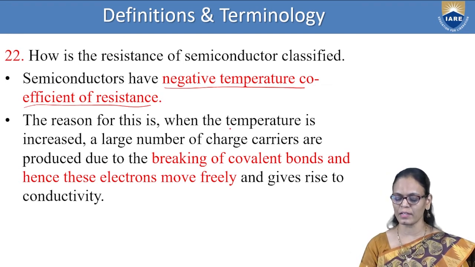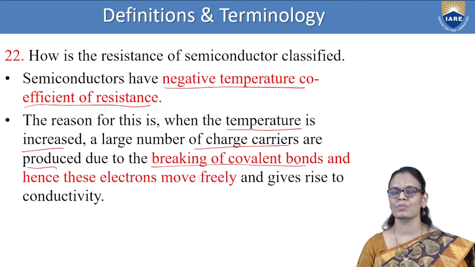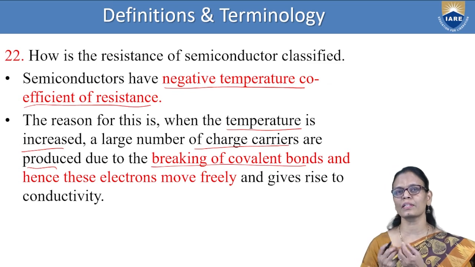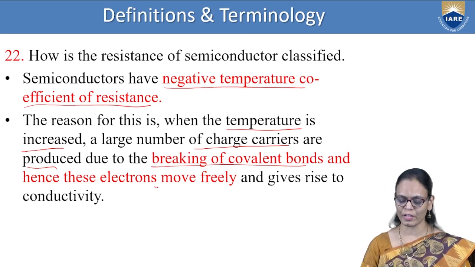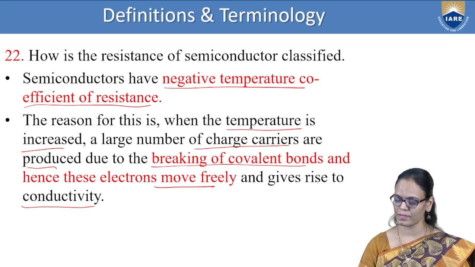So what is the reason? When the temperature is increased, a large number of charge carriers are produced due to the breaking of covalent bonds. So when the temperature is increased, the bonds are broken. When the bonds are broken, the electrons become free. When they are free, they start conducting. So as the temperature increases, the resistivity decreases and the conductivity increases.